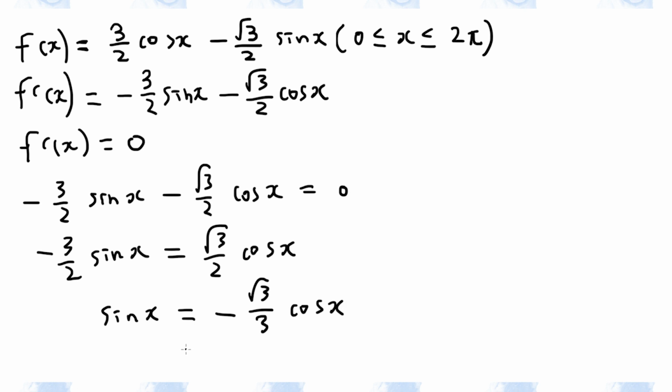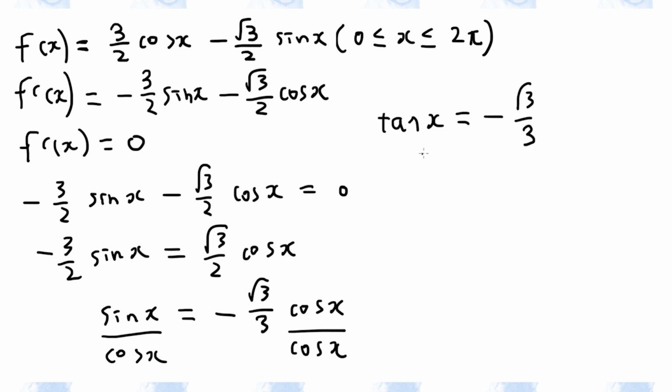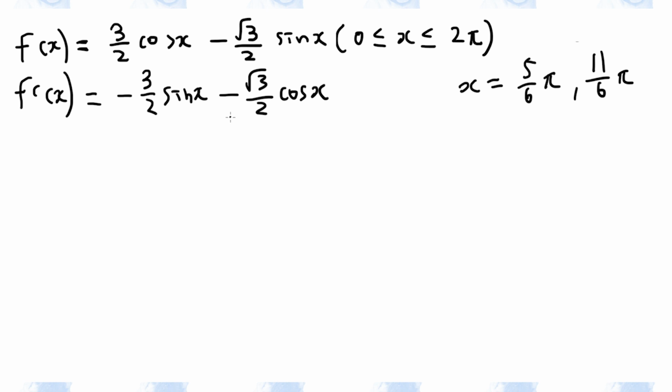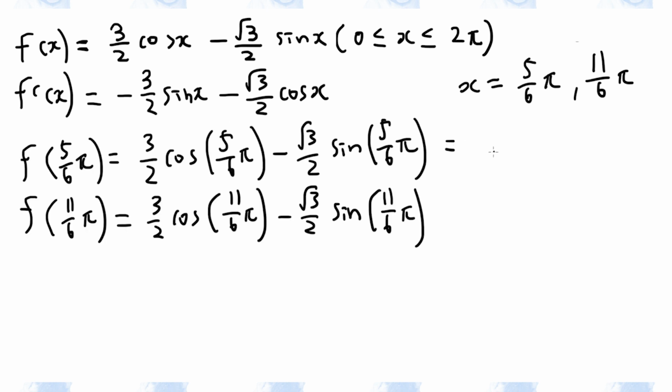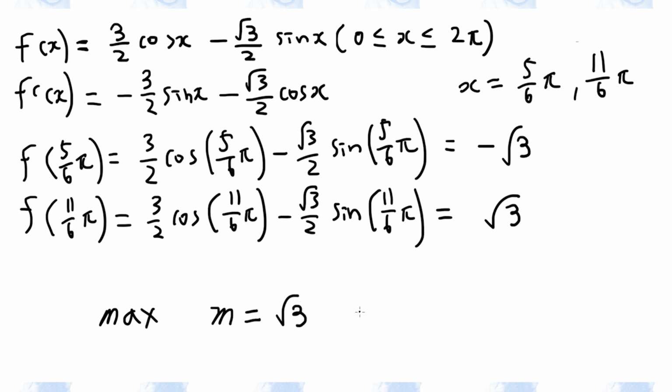Divide both sides by cosine x. Sine divided by cosine is tangent. Now, tangent is equal to minus root 3 over 3 when the angle is 5 over 6 pi or 11 over 6 pi. So let's substitute these values of x into the original function. This is equal to minus root 3, and this is equal to positive root 3. So the maximum value m is root 3, which is obtained at x equals 11 over 6 pi.